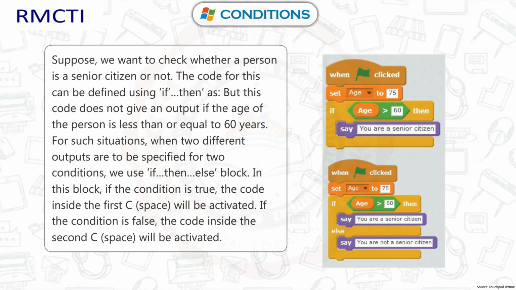The code for this can be defined using if then, but this code does not give an output if the age of the person is less than or equal to 60 years. For such situations, when two different outputs are to be specified for two conditions, we use the if then else block. In this block, if the condition is true, the code inside the first C space will be activated. If the condition is false, the code inside the second C space will be activated.